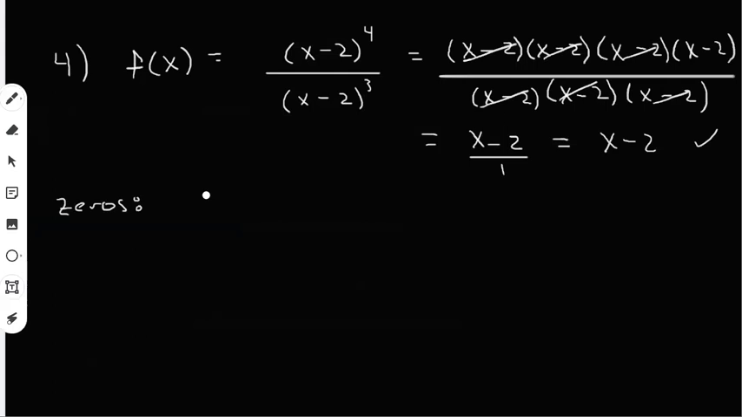Okay, so we're going to set the top equal to 0, and then we're going to set the bottom equal to 0. If we set the top equal to 0, we get x minus 2 equals 0. I'm going to add 2 to both sides so that in the end, we get x equals positive 2. So our ordered pair is going to be 2, 0.